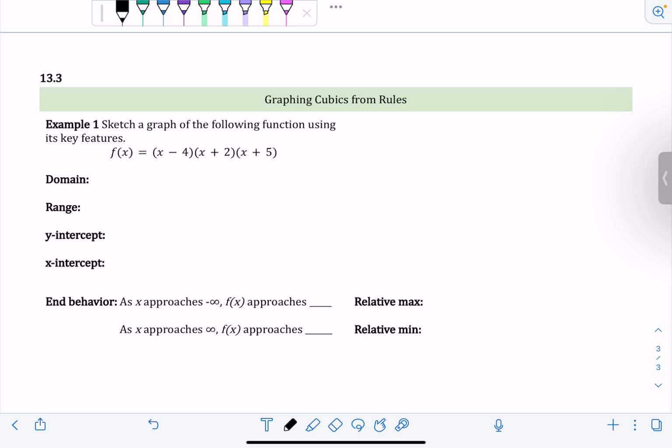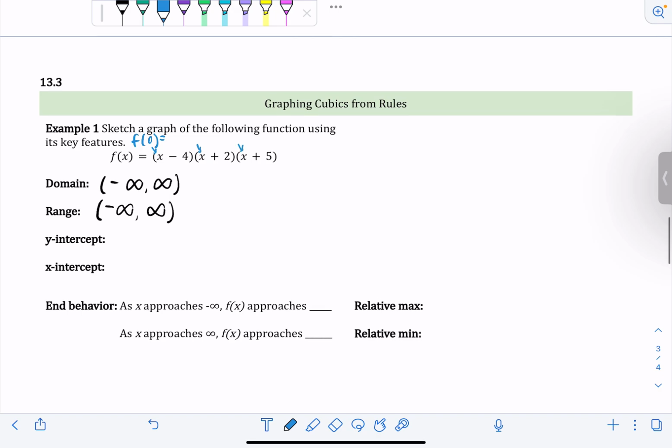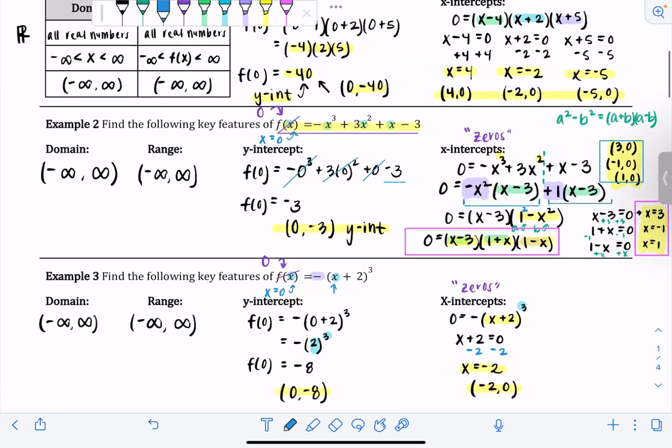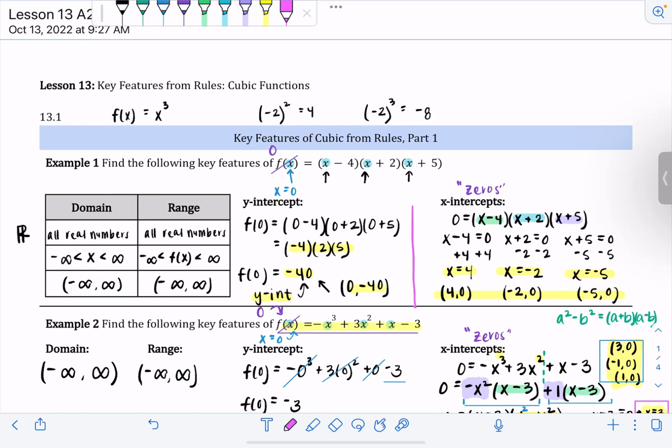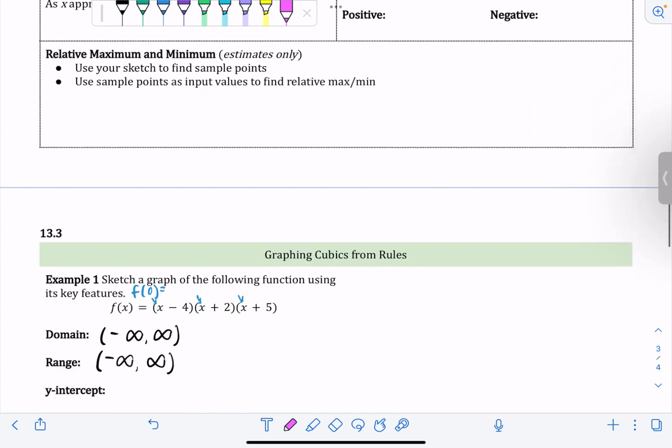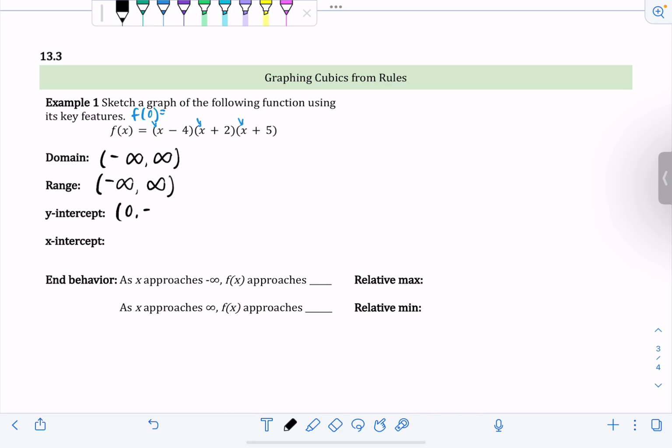So domain, I'm not going to scroll, but the domain of any cubic is all real numbers, so that's negative infinity to positive infinity. Range, same thing, negative to positive infinity. For the y-intercept, remember that's when you put in f of 0, put zeros in for all of the x's, and simplify. Like I said, we did that work up here. That was the very first problem we did. So this whole section was where we found the y-intercept for the same exact function. So our y-intercept was at 0, negative 40.